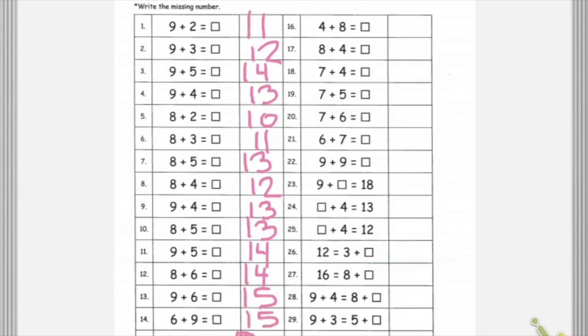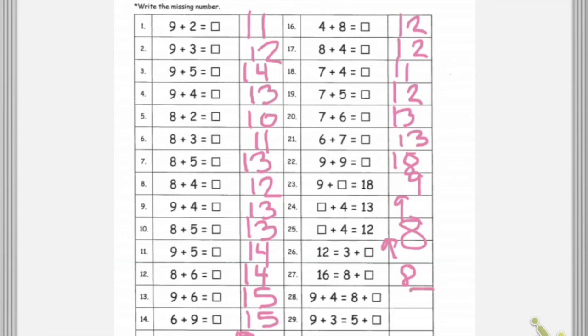Number 15 is 15. Oopsies. Number 16 is 12. Number 17 is 12. Oh, guys, I'm so sorry for my handwriting. Number 18 is 11. Number 19 is 12. Number 20 is 13. Number 21 is 13. Number 22 is 18. Number 23 is 9. Number 24 is 9. Number 25 is 8. Number 26 is 9. Number 27 is 8. Number 28 is 5. Number 29 is 7. And number 30 is 7.